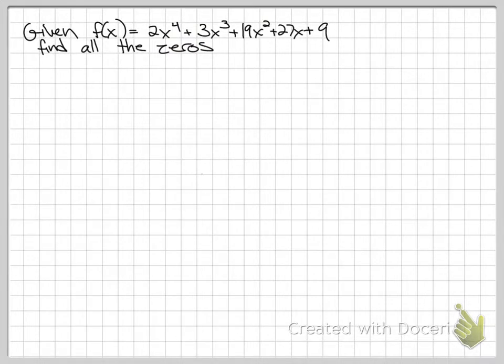Okay, given f of x, find all the zeros. So this is p over q. Come up with a bunch of possibilities and do synthetic division till you find the one that works.